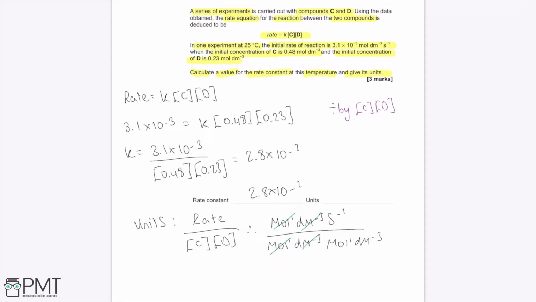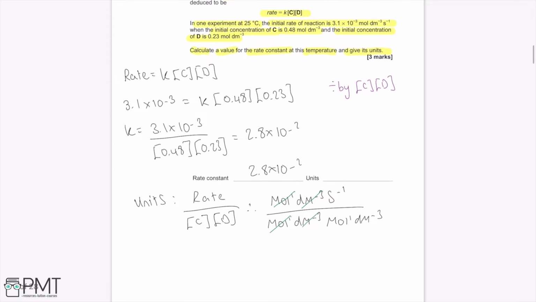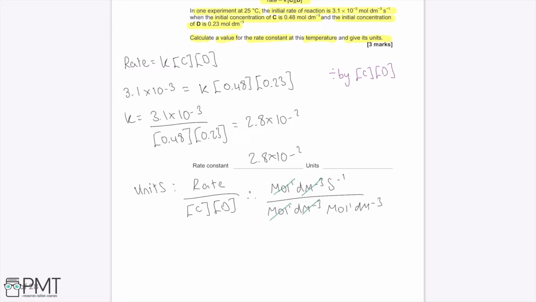So we are left with s to the minus 1 divided by mole to the power of 1 dm to the minus 3. But we're not done yet, as we need to use our indice laws, where when we flip an indice, a positive power will become negative and a negative power will become positive. So what we will then be left with is mole to the minus 1, dm cubed, and s to the minus 1.